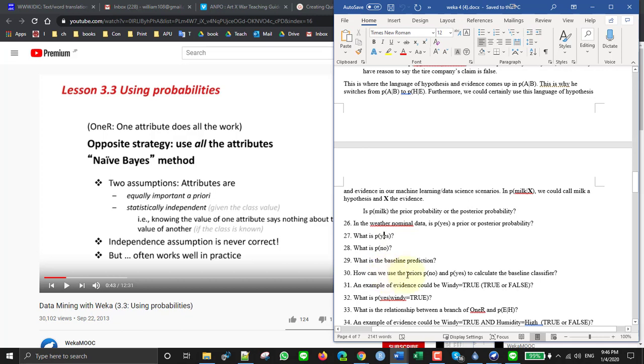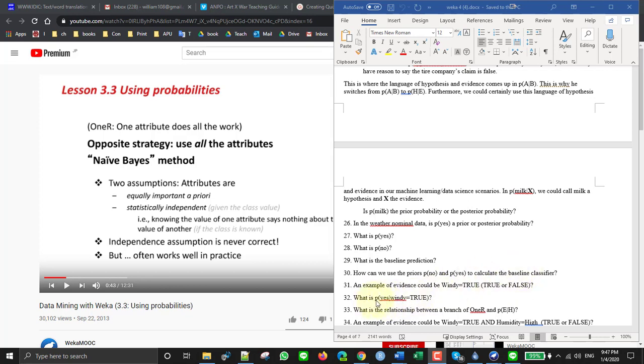How can we use the priors to calculate the baseline classifier? Well, we just said that basically it's the same thing. They're both part of the calculation of the prior. An example of evidence would be, so this has no evidence in it. We're not asking given some evidence. But an example of evidence would be that windy equals true. So that would be evidence. So then we could say, for example, what's the probability of yes given windy equals true?